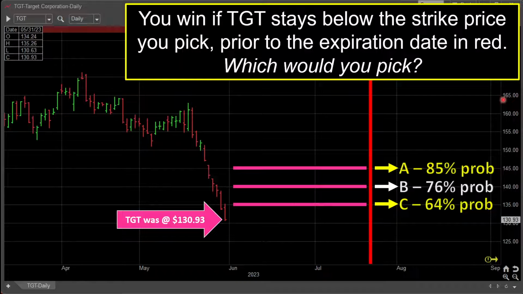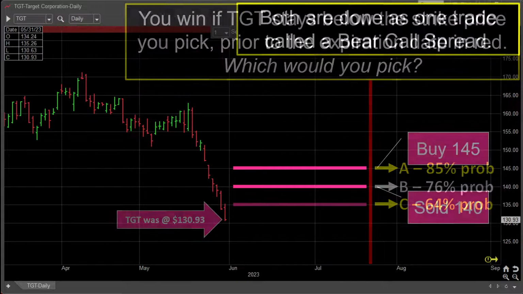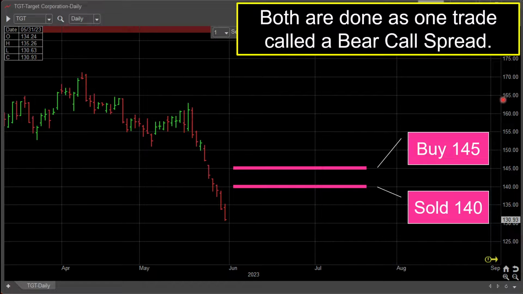Now, this trade's a little bit different. This is called a bear call spread. Bearish because we're bearish. Calls because now we're using calls. We're selling a 140 call and we're buying a 145. And the whole objective of this trade is for this stock to stay below 140 to expiration. Now, when I did this trade, I got about a $1,530 premium. So when I entered this trade, I got paid $1,530.